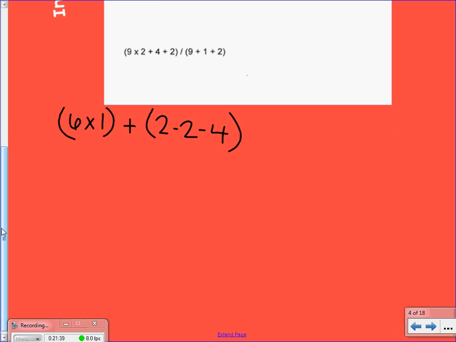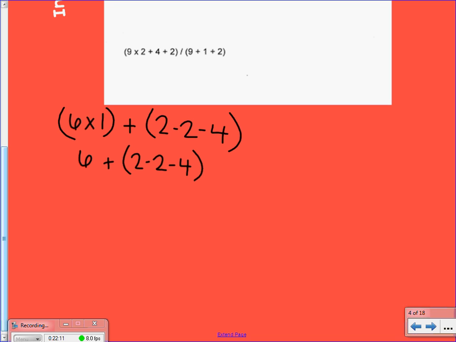The parentheses, but we have 2 parentheses. Which one do I do first, Taylor? 6 times 1. It's just the first set of parentheses that comes, so we'll just do that one first. 6 times 1 is 6. What do you have to do after I write the 6? Yeah, you have to rewrite the rest of it that you haven't done yet.